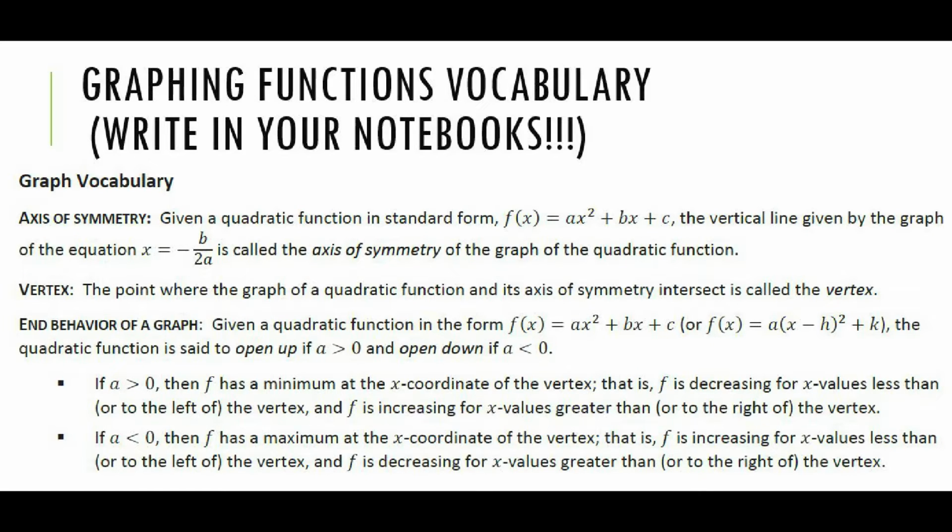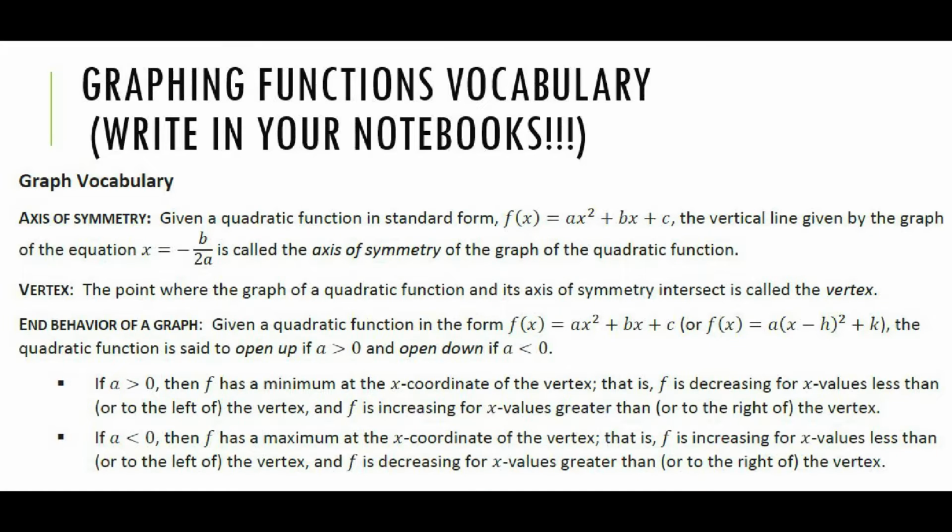Okay, in this video we're going to go over target 2, which is transforming quadratic functions. Before we use the flippable that I printed out for you guys, I need you to get out a sheet of paper and copy down, either on that sheet of paper and put it in your binder or into your notebook, this graphing functions vocabulary. This vocabulary is very important for helping you answer questions later on in the unit.